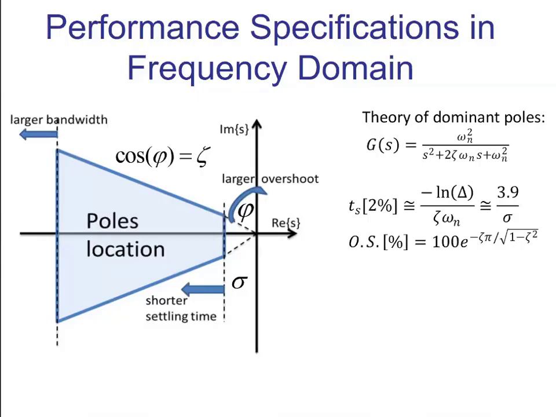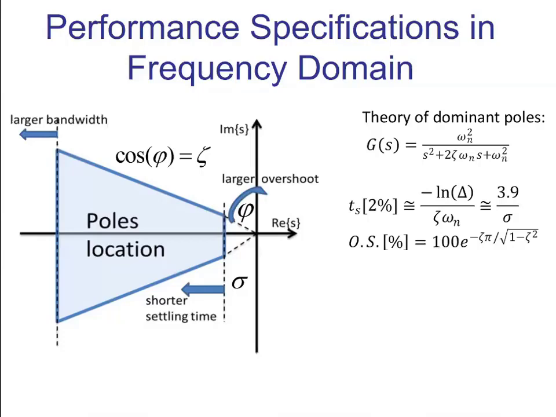So you know that you want your system to converge in, for example, 2 seconds, right? So this will define your right boundary of the trapezoid. It will say where your poles should be to the left, to the right side of the trapezoid, right? Based on the settling time.